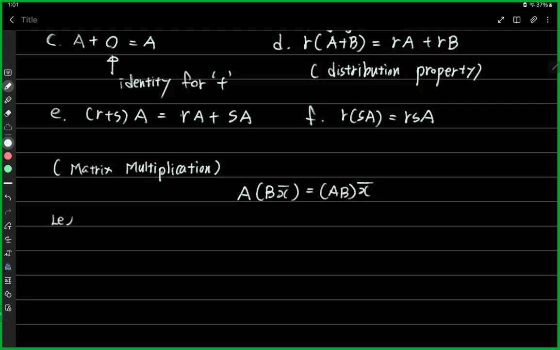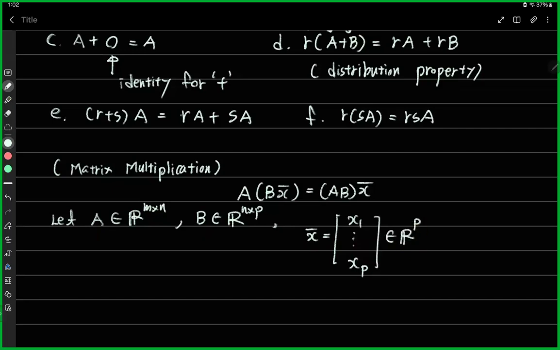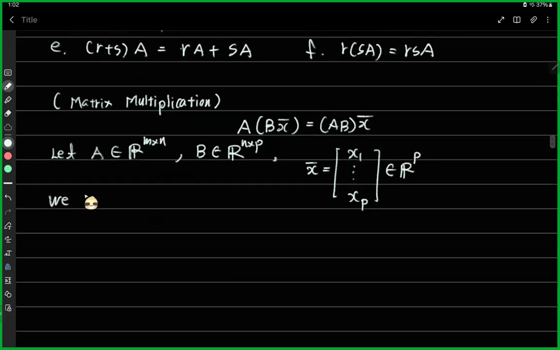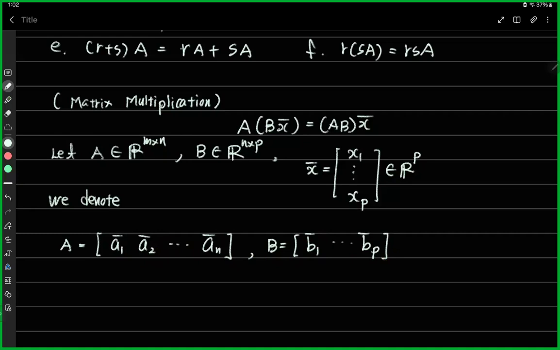First we set the size of the matrix. Let's say A is an m by n matrix, in R^(m×n), and B is in R^(n×p). So A is an m by n matrix, and B is an n by p matrix. Let's say X bar is x1 through xp, in R^p space, right? And then we denote A as A1 bar, A2 bar through An bar, and B is equal to B1 bar through Bp bar.